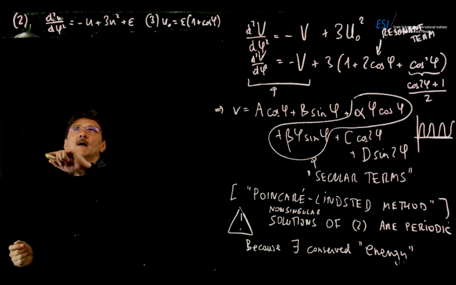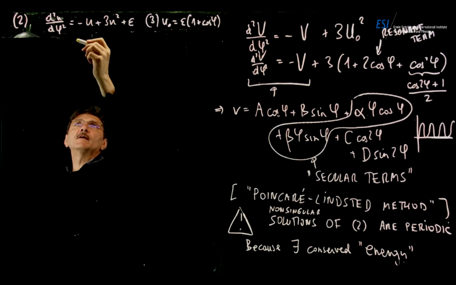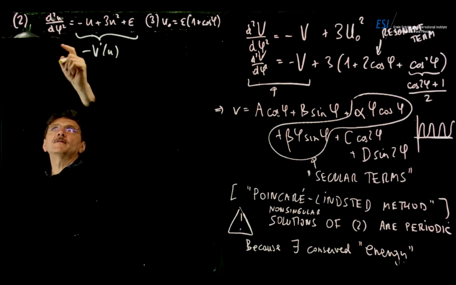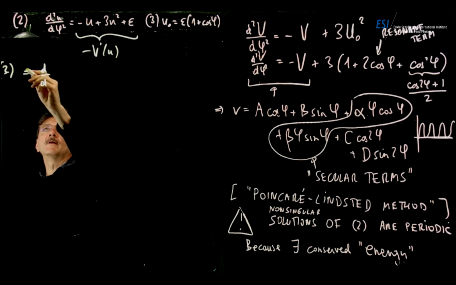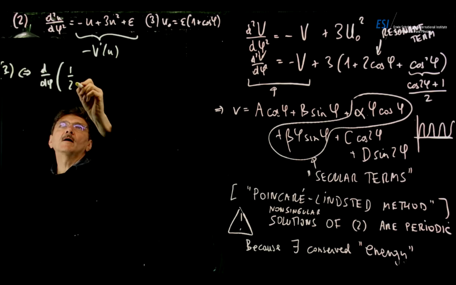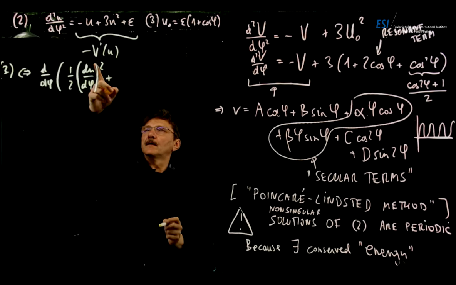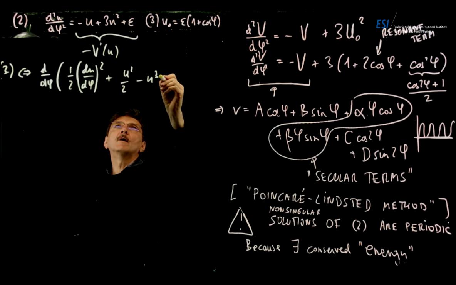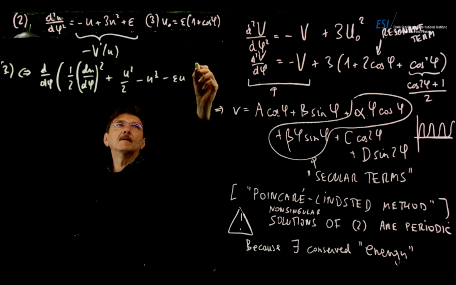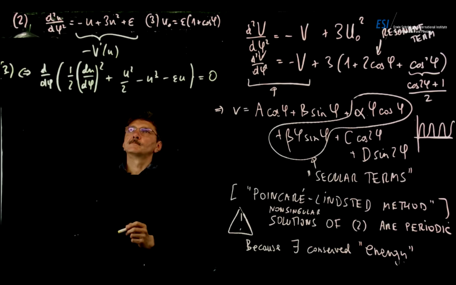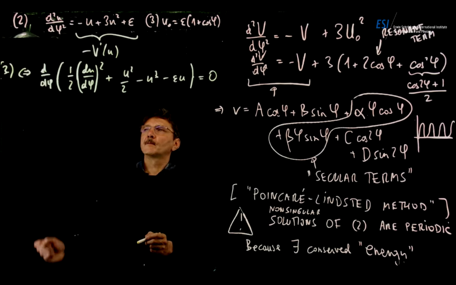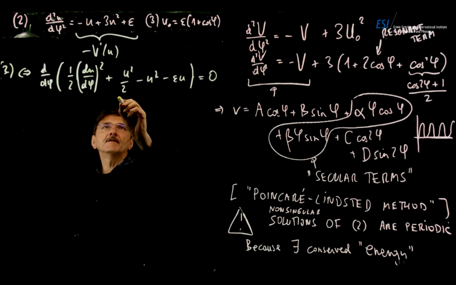So if we take this equation, there's a conserved energy if we think of this as being minus V prime of u. Then this equation is the same as d over d phi of one half (du/d phi) squared plus the potential, which would be u squared over 2 minus u cubed minus epsilon u, something like that, equals 0. Because if I differentiate this, I'm going to get this term. Yeah, I think this works. So this is my V of u.